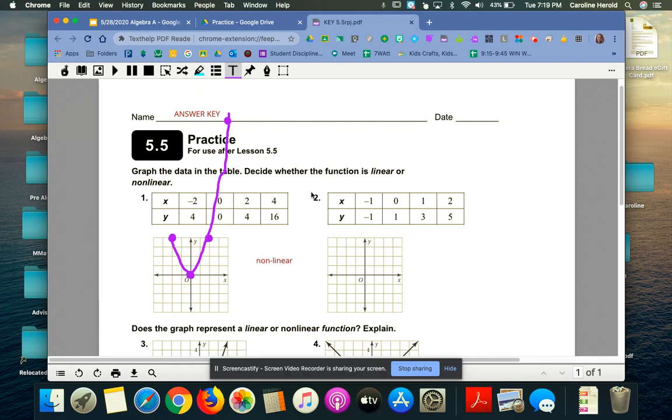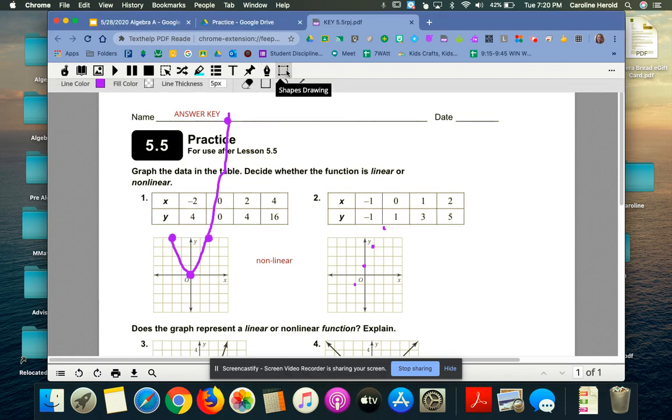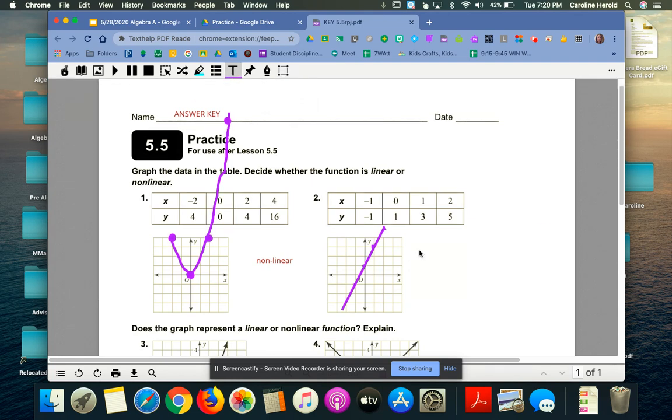Let's plot the points on this one. (-1, -1) is right here. (0, 1) is right here. (1, 3) here, and (2, 5) is just off the graph right here. But when I'm looking at that one, I definitely think that I've got a straight line going on here. So I'm going to see if I can just draw this line right through here and if it actually will line up. And it looks like it does. Okay, so that one is linear. Write that here, linear.